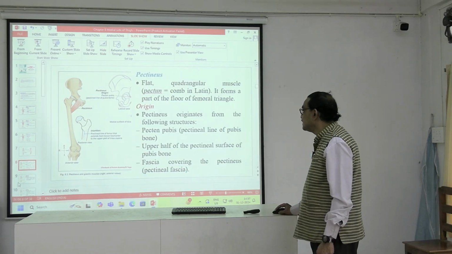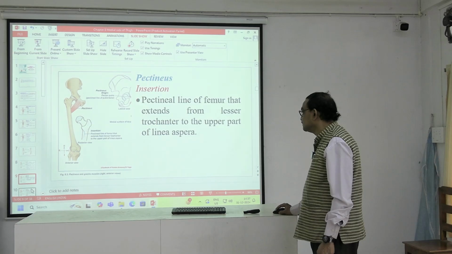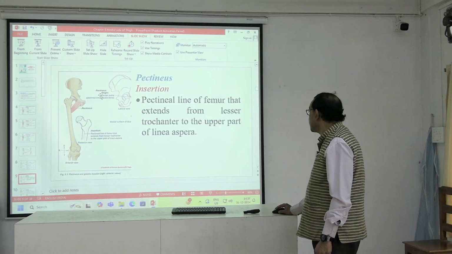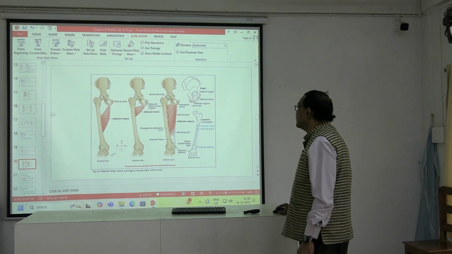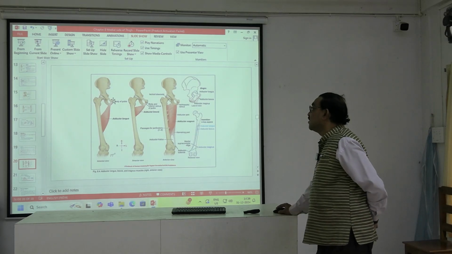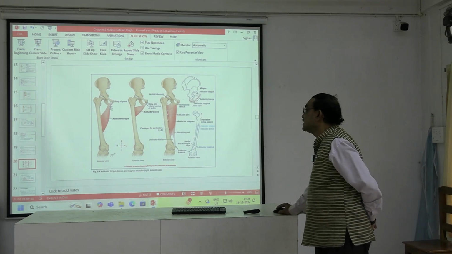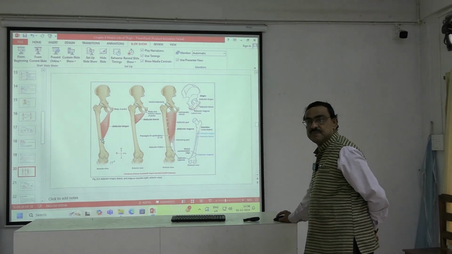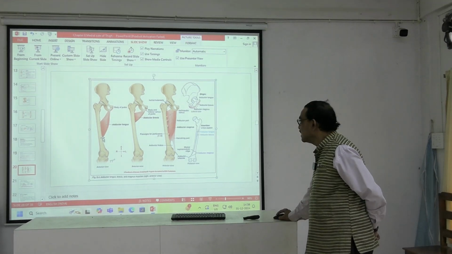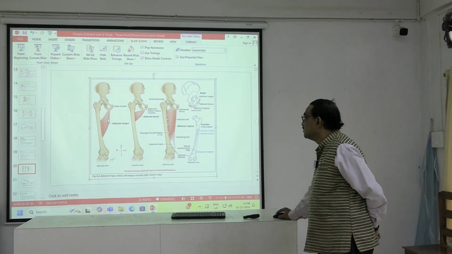Same pectineus muscle. Okay, we can see this pectineus muscle. This is the adductor longus, taking origin from the anterior surface of the pubis, and it is again inserted into the linea aspera, the posterior border of the femur.